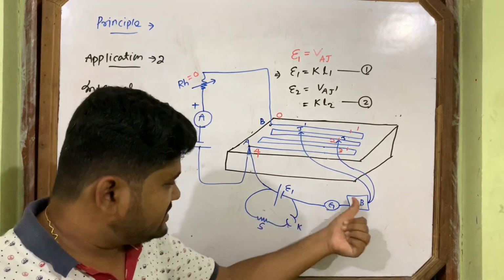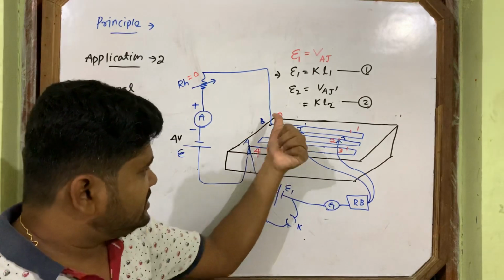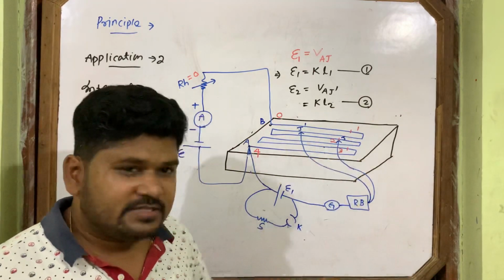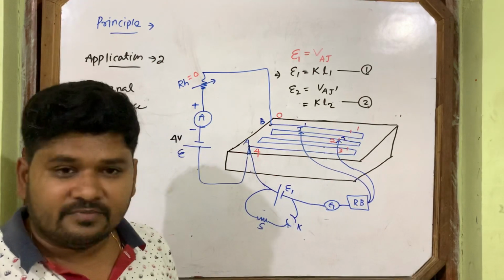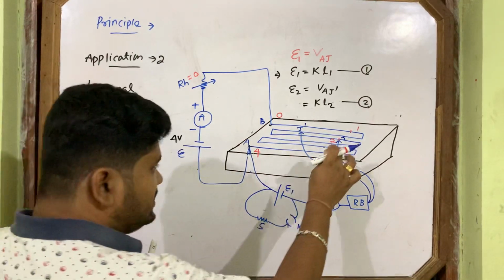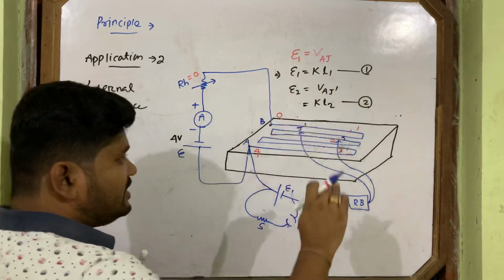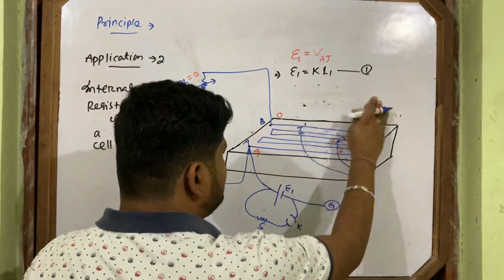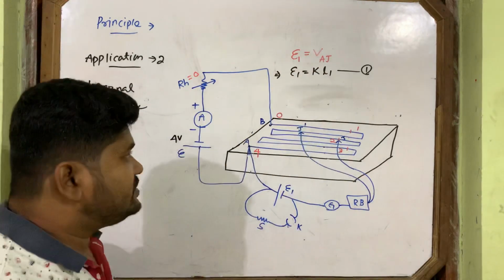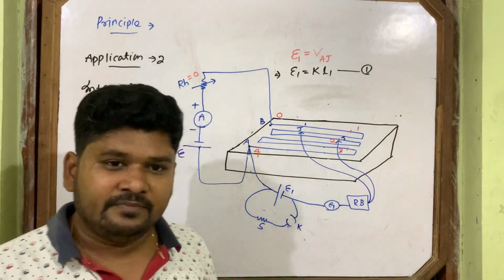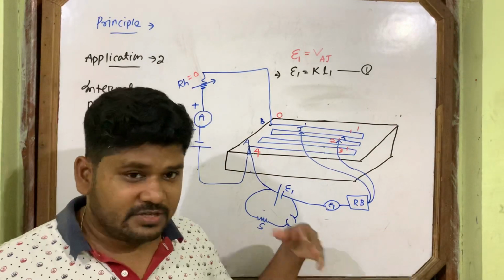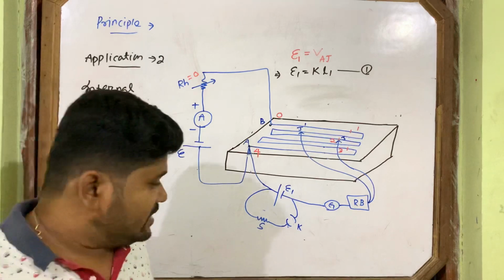If only cell E1 is connected, and you slide the jockey, you get the null point here. Suppose you get the null point here, then balancing with L1, V1 is equal to Vsa, so E1 is equal to K L1. This part is okay, E1 is equal to K L1. You know how to take the observation from the previous application I told you.